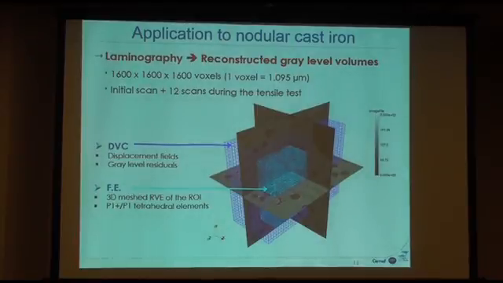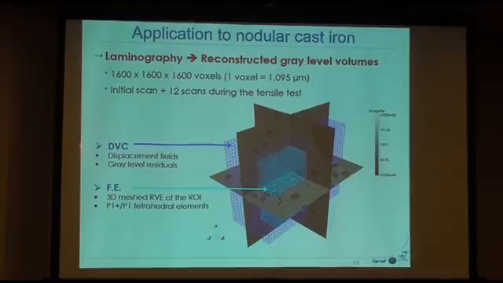So the laminography gives us the reconstructed gray level volumes at the initial scan, but also the 12 scans during the tensile test. So we will be able to follow the evolution of these nodules, of these voids, up to final fracture. We need to extract boundary conditions for the FE simulations.